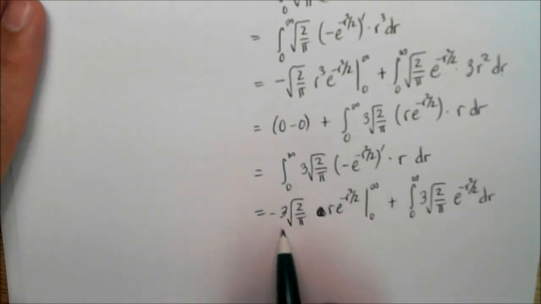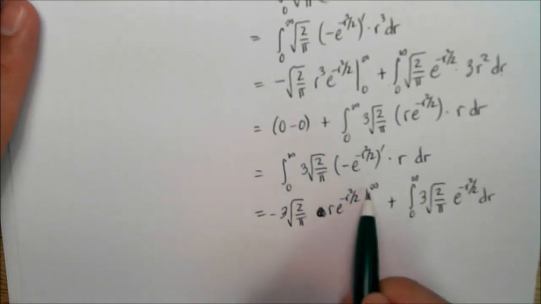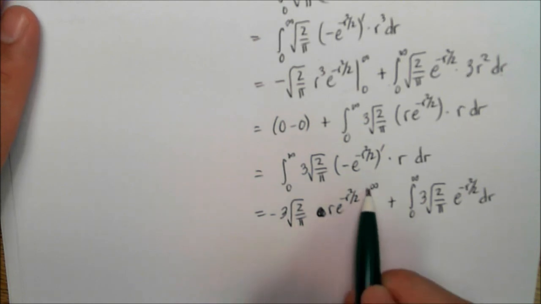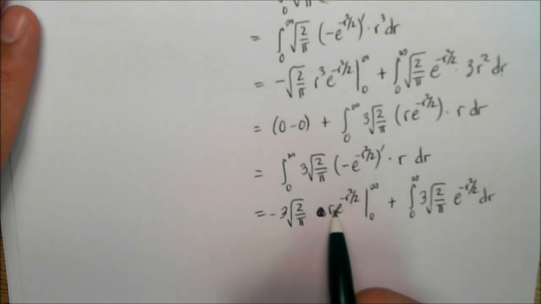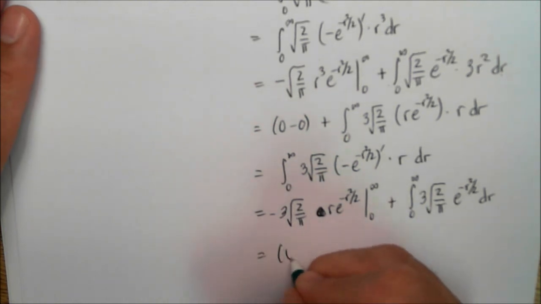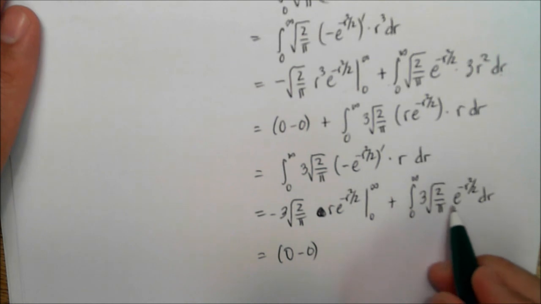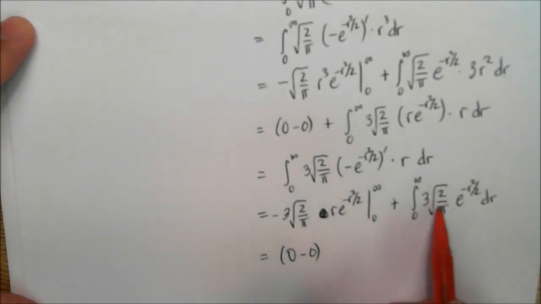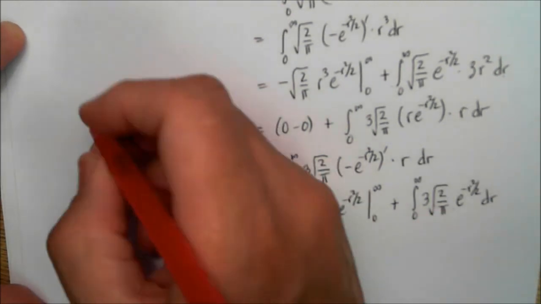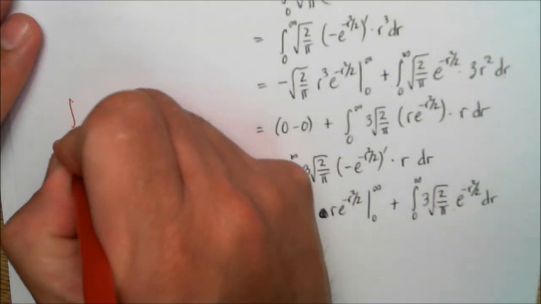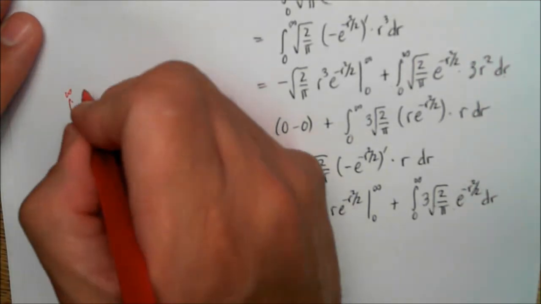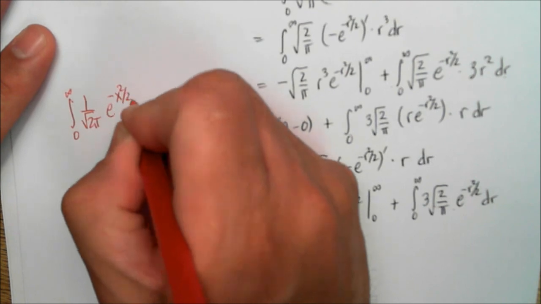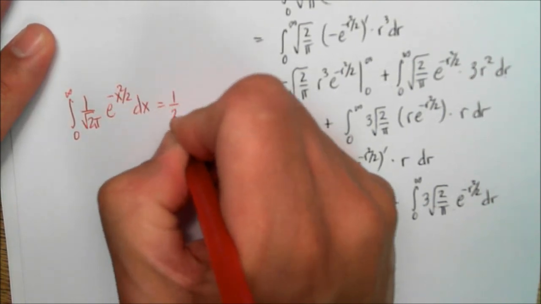All right, now this part over here is simply 0 as before. At infinity, we have exponential decay versus polynomial growth, and so the exponential decay wins. At 0, plug in 0, we get 0 again. So 0 minus 0 on this part. For this part, we will have used the PDF for the normal distribution. I know that the integral from 0 to infinity of 1 over square root of 2 pi e to the minus x squared over 2 dx is equal to 1/2.